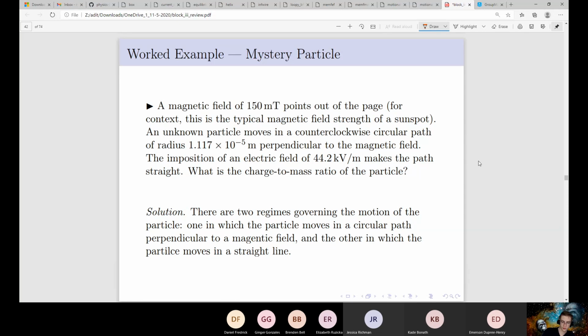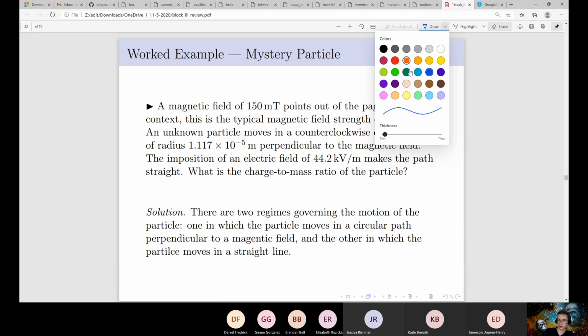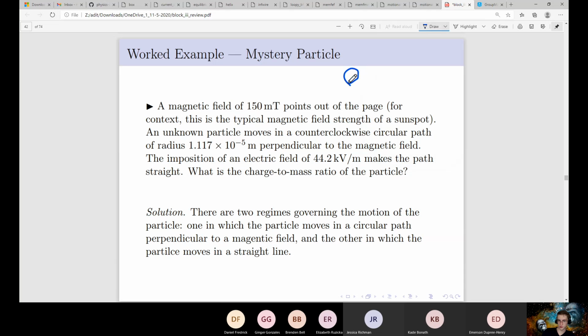So a magnetic field of 150 milliteslas is pointing out of the page. And just for context, that's about the strength of a sunspot. An unknown particle is moving in a counterclockwise circular path of a pretty small radius, perpendicular to that magnetic field. So we have a magnetic field that's pointing out of the page. Let's make it blue so it's consistent with the colors that I've been using. So that's my B field.